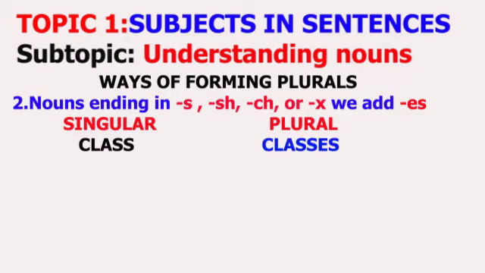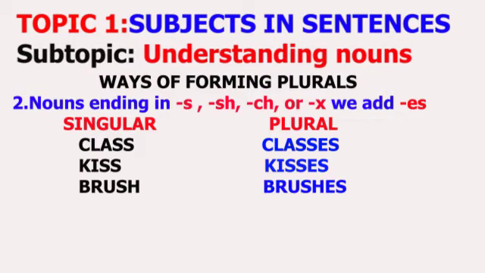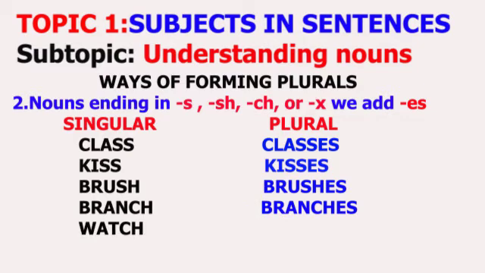Okay, as well as the word kiss. Kiss is going to be kisses, and brush is going to be brushes. Why are we adding es? Because brush ends in sh. Another word which we form by adding an es is branch. As I've said, if it ends in ch also, we add the es. So branch is going to be branches. Or the word watch, plural form, is going to be watches.